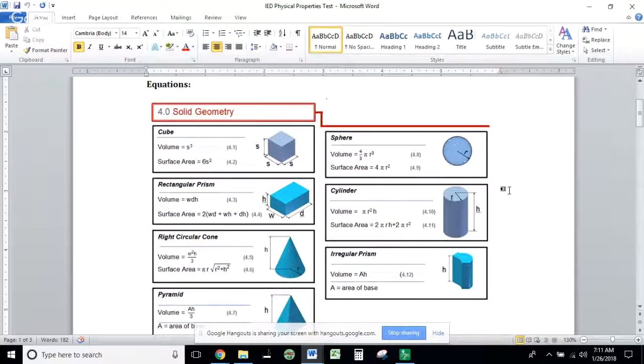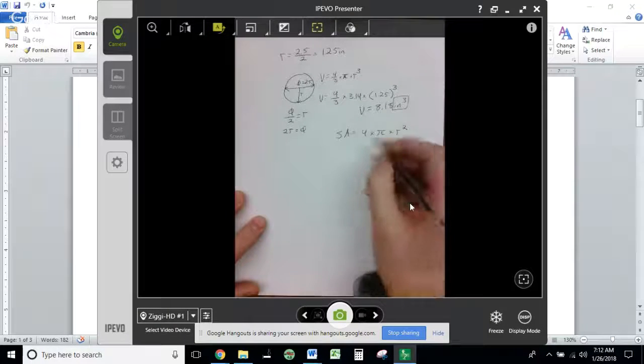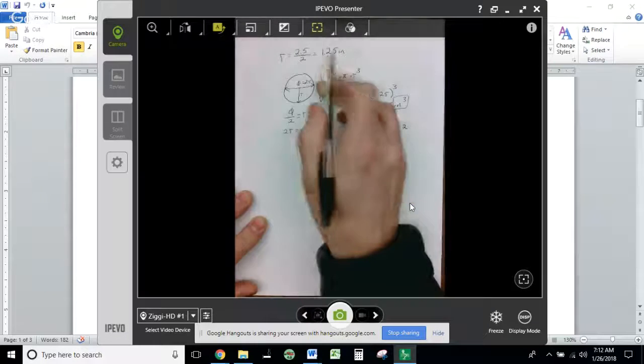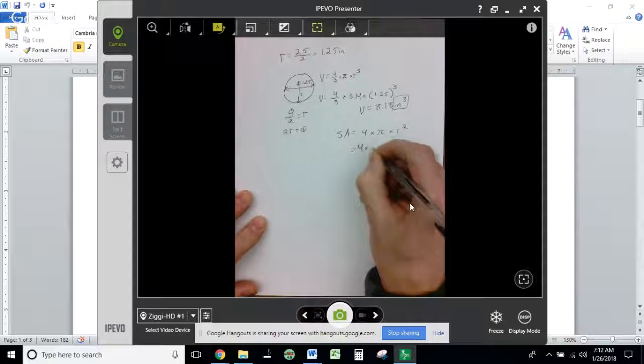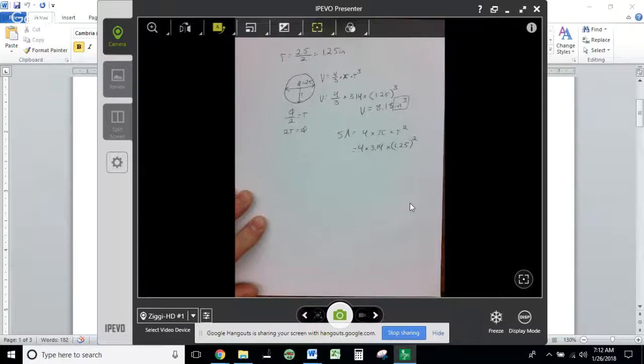So surface area of a sphere is 4 times pi times r squared. So coming back here, I just wrote that down. We know pi is 3.14. We know our radius is 1.25 in this problem. So we have 4 times 3.14 times 1.25 squared.